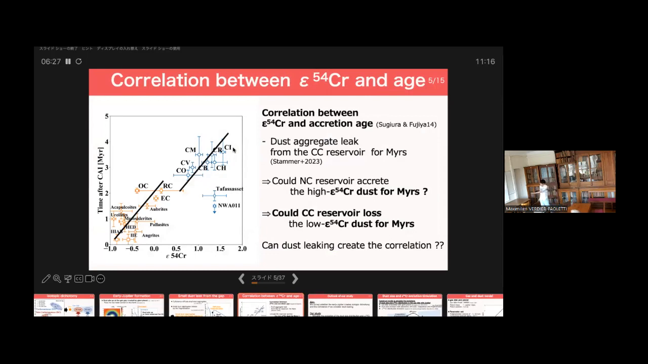This figure shows the accretion age and epsilon 54 chromium of meteorites. The orange crosses show epsilon 54 chromium values and accretion ages for non-carbonaceous meteorites, and the blue ones show carbonaceous meteorites. The Sugiura and Fujiya 2014 paper suggests there is a correlation between accretion ages and epsilon 54 chromium, like this line.